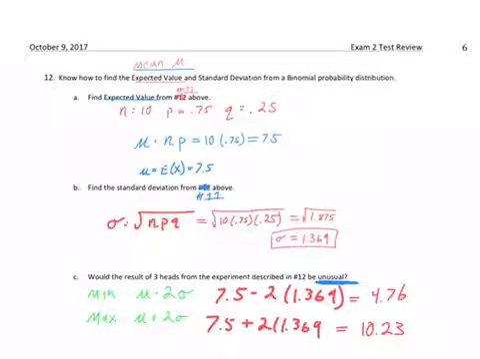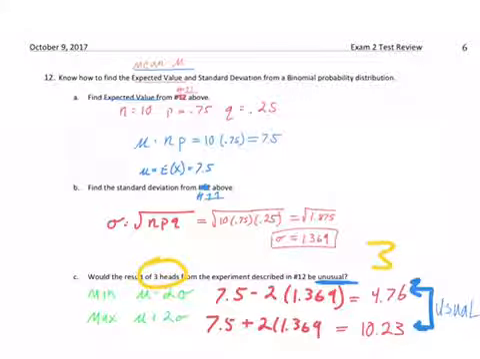So what that means is any number of rolls that falls in between our minimum and maximum value, so in between 4.76 and 10.3, anything inside of here is what we call usual. That's a really ugly usual, but it's usual, and anything outside of that is unusual. So in our case, we're looking for 3 heads. 3 is outside of the range from 4.76 to 10.3, so that is unusual.